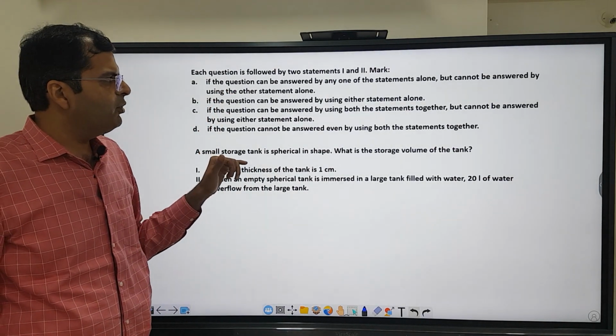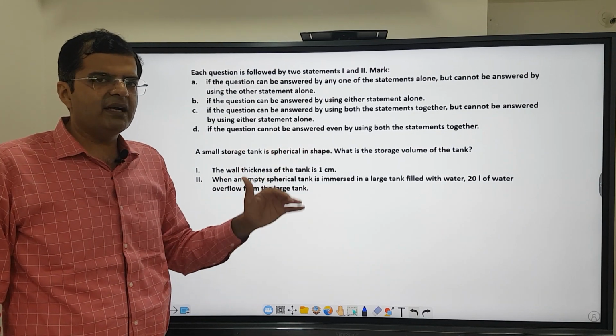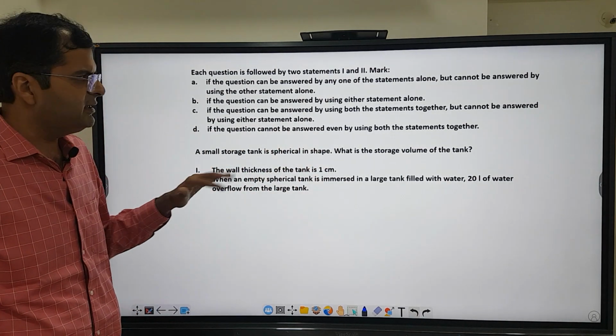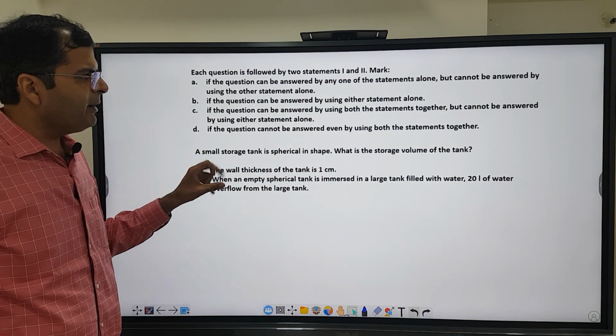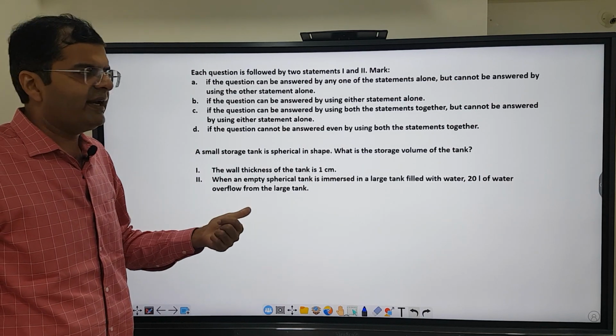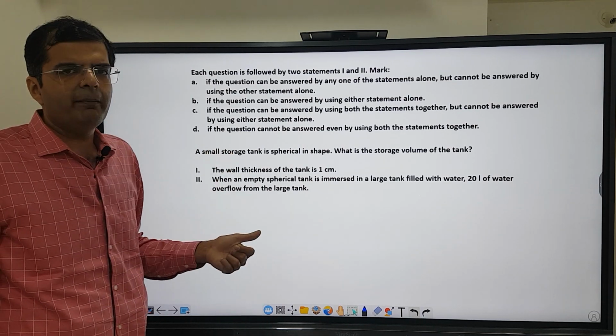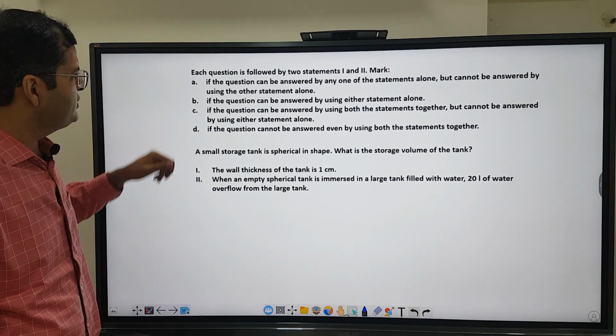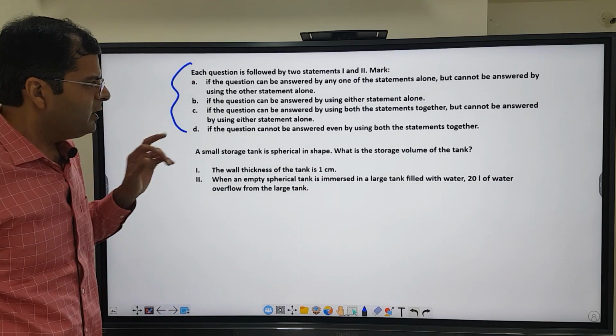Option B is marked if both statements can be used independently, each alone giving you the answer. C is if you combine the statements and only then can you answer the question. And D is if even after combining you can't answer the question. So the instructions are written here. Now we look at the question.